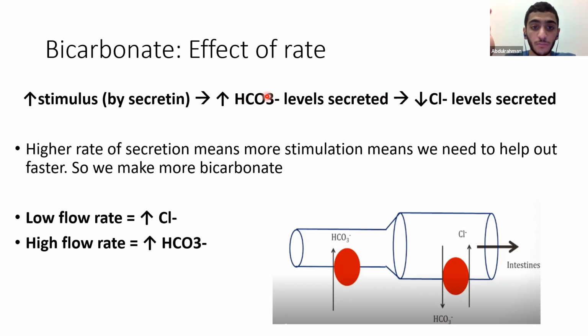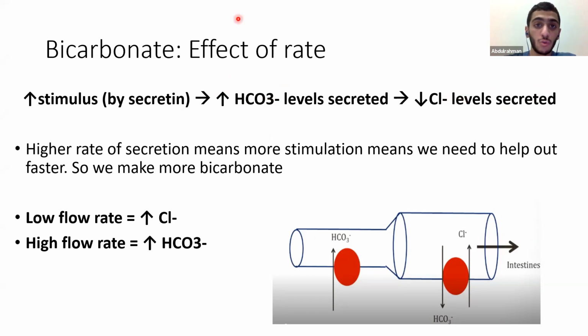Bicarbonate is released by the anion exchanger, which basically takes the chloride from the lumen into the cell and the bicarbonate into the outside. And so if we stimulate it more, and the stimulus is done by secretin due to increased acid, means we're basically asking it to give us more bicarbonate, more base to neutralize the acid. Therefore, we're going to have an increased bicarbonate levels and a decreased chloride level secretion.